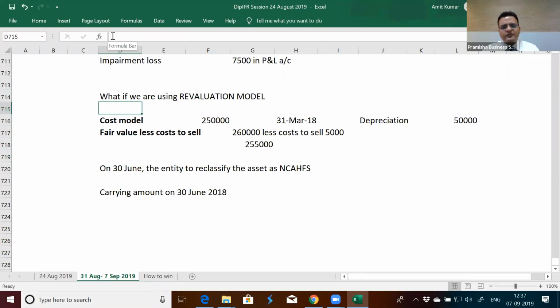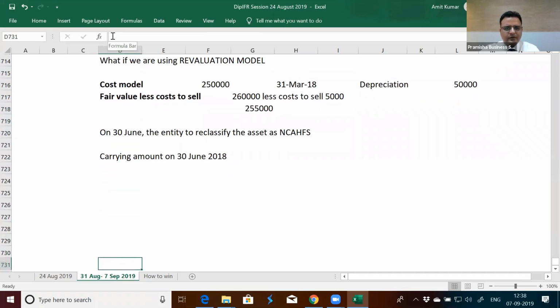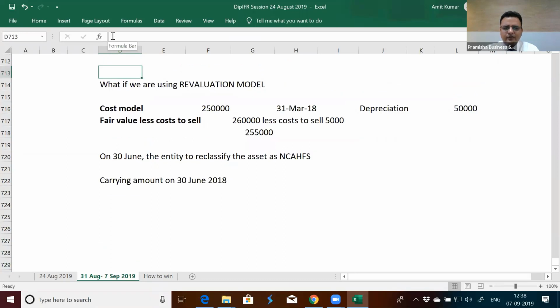Revaluation is done at fair value. Revalued amount is the fair value on the date of revaluation. Can you tell me what is the accounting to be done immediately before arriving at the carrying amount, and then we'll compare on the date of classification? What is the carrying amount on existing measurement basis? On the basis of the discussion we had in revaluation model, please can you discuss?